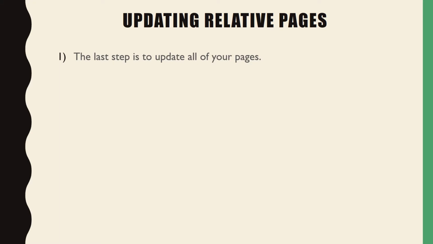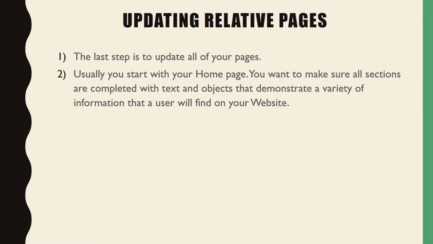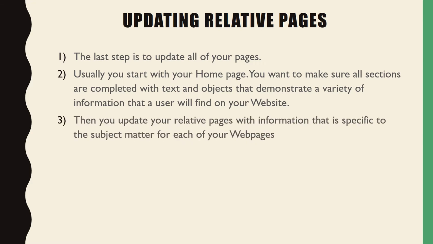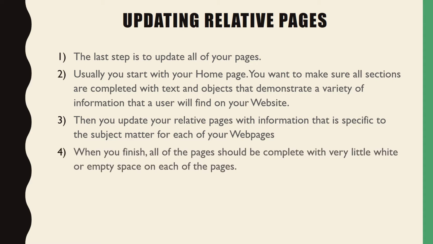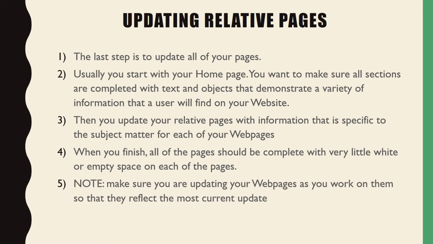The last step is to update all of your pages. Usually you start with the home page. You want to make sure all sections are completed with text and objects that demonstrate a variety of information that a user will find on your website. Then you update your relative pages with information that is specific to the subject matter for each of your web pages. When you finish, all of the pages should be completed with very little white or empty space on each of the pages. Note, make sure you are updating your web pages as you work on them so they reflect the most current updates.